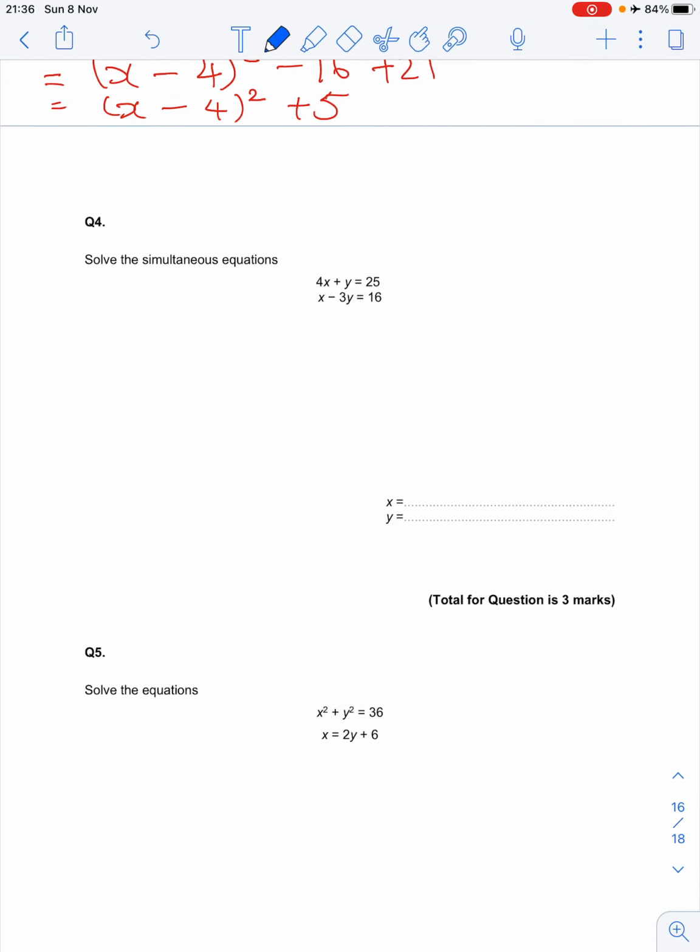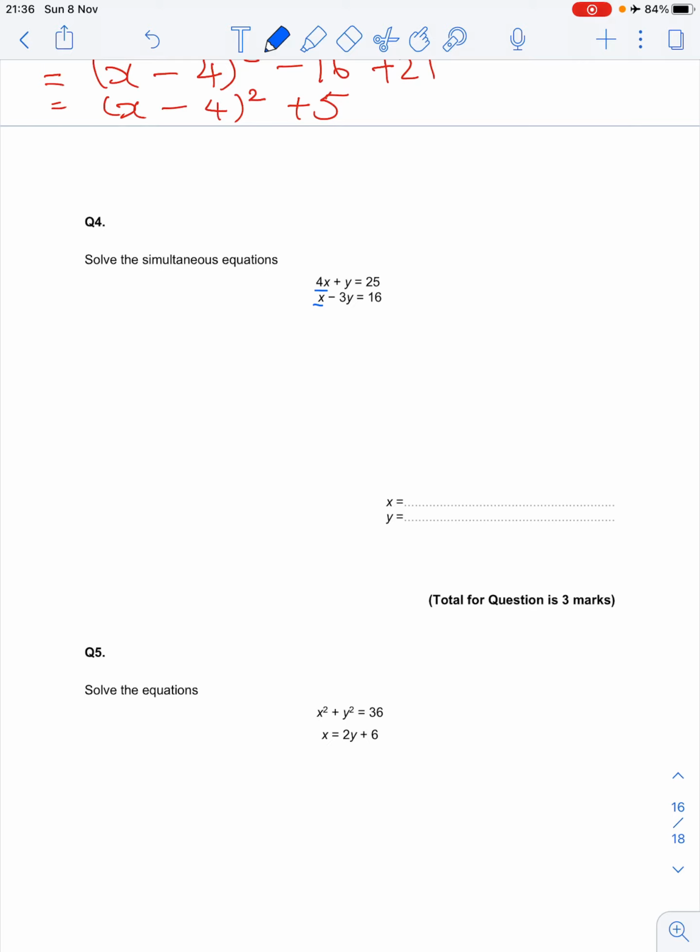Question 4. Solve the simultaneous equation. So remember, for simultaneous equations, we want to get rid of one variable from the equation. But we can't do this straight away because we don't have the exact same number of x or y in the equations, so we need to multiply the equation first. So let's try to get rid of the variable x.